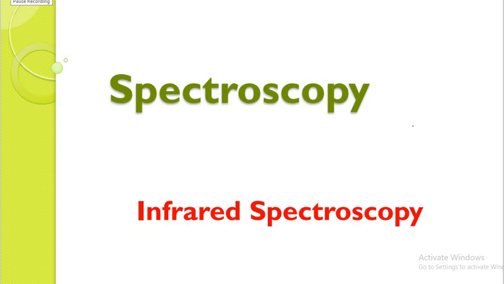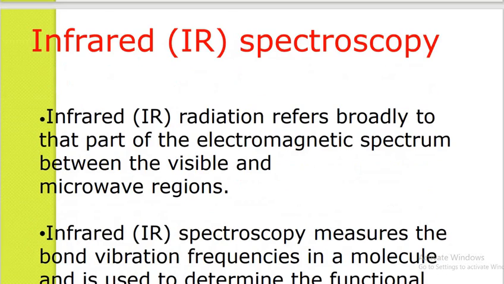Today we will start with IR spectroscopy. We have already done UV spectroscopy and now we will be doing IR spectroscopy, that is infrared spectroscopy. In this, first, as we have already done the electromagnetic spectrum, the IR comes between the visible and microwave region.